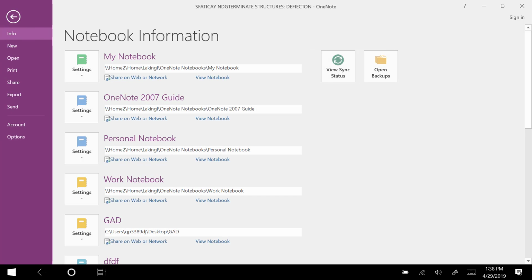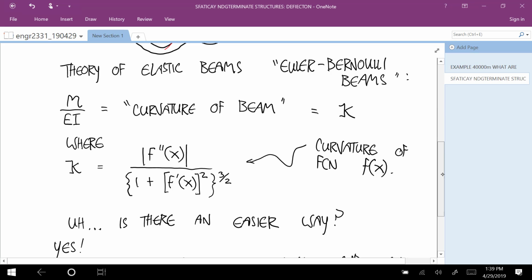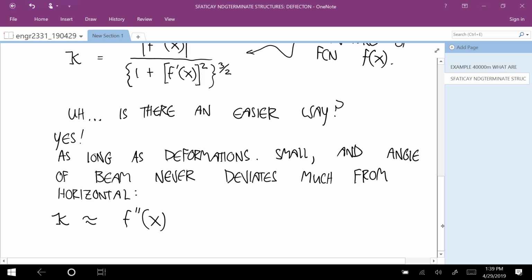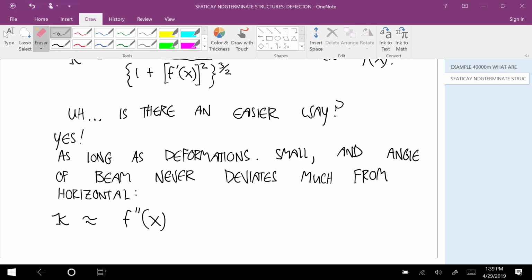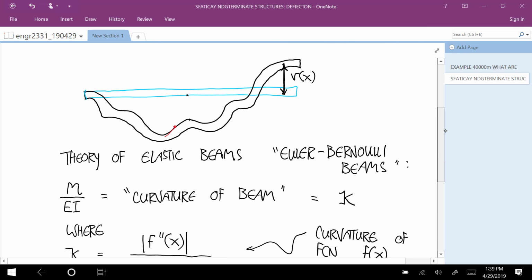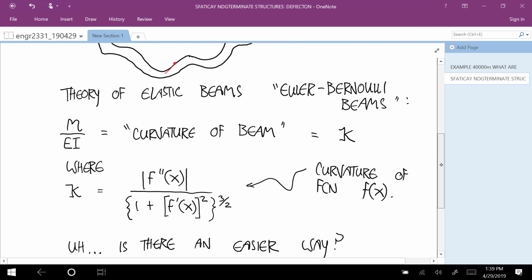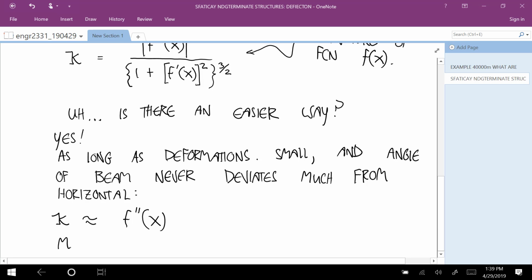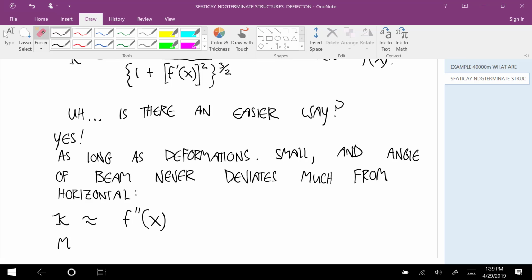Okay, so now the expression for an Euler-Bernoulli beam says, so the function that we're looking at instead of f is v, it's the deflection. And so we can say that M over EI, let me move that.